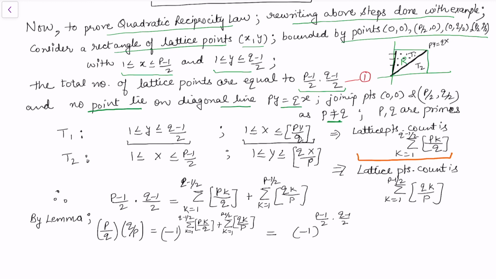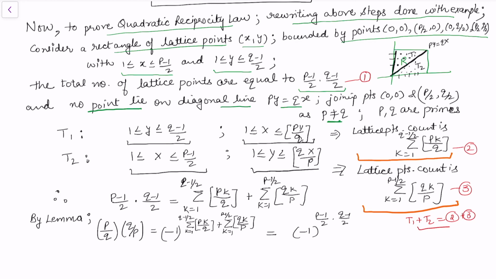Similarly, in the second region, that is T2, x varies between 1 and p minus 1 by 2, because x can take values up to p minus 1 by 2, and accordingly we see what the value for y is. So y can be calculated again from this bound, and the total number of lattice points is this one. So we have counted the total number of lattice points in equation 1, and the sum of the lattice points, that is T1 plus T2, means the sum of 2 and 3.